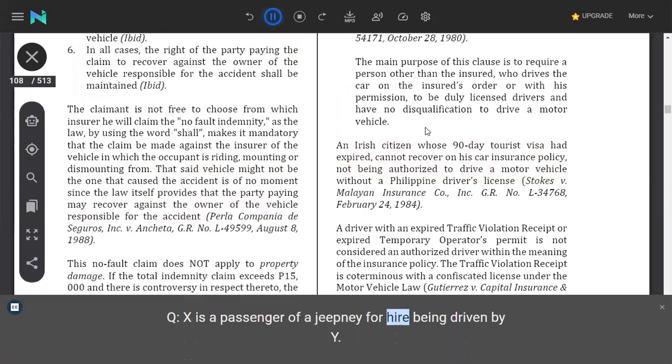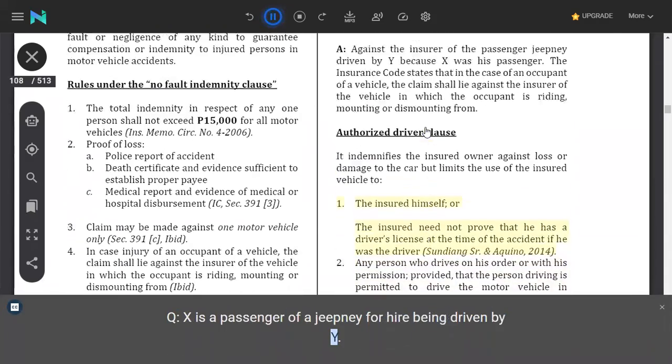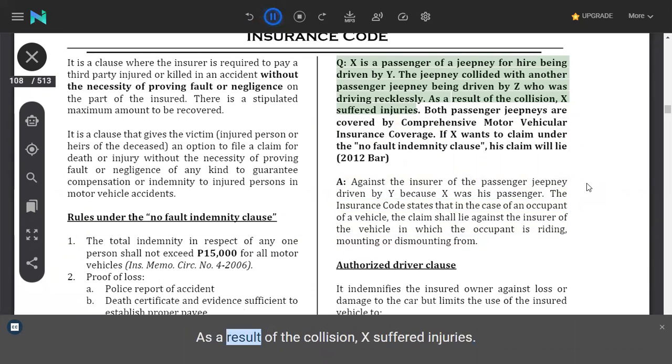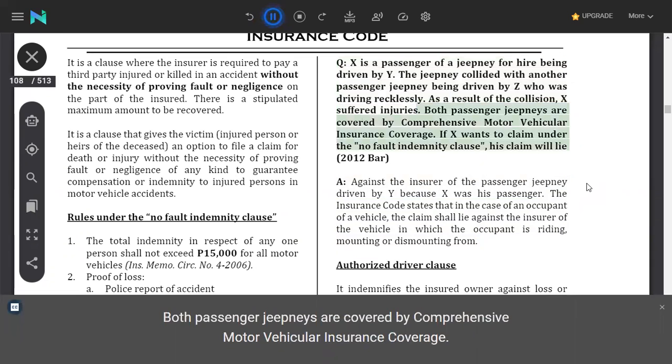Q. X is a passenger of a jeepney for hire being driven by Y. The jeepney collided with another passenger jeepney being driven by Z, who was driving recklessly. As a result of the collision, X suffered injuries. Both passenger jeepneys are covered by comprehensive motor vehicular insurance coverage.